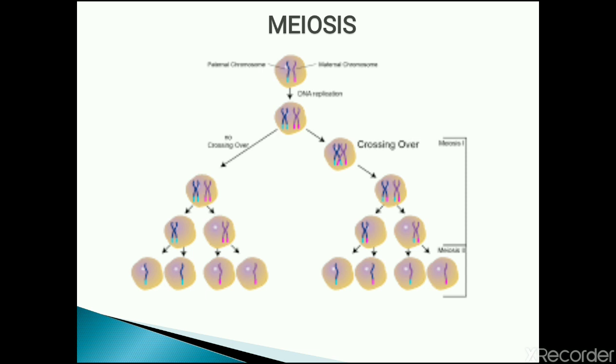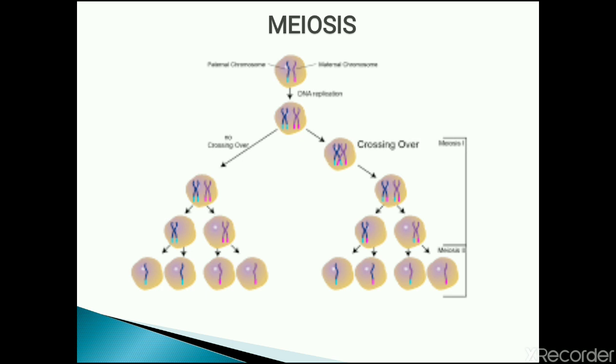So children, as in this slide, you can see a parent cell which has only 2 chromosomes has undergone the meiosis cell division. At the end of meiosis cell division, you can see 4 daughter cells have been formed, each having only half the chromosome. That means only 1 chromosome is found in each daughter cell. These daughter cells are called gametes. So gametes are haploid in nature.